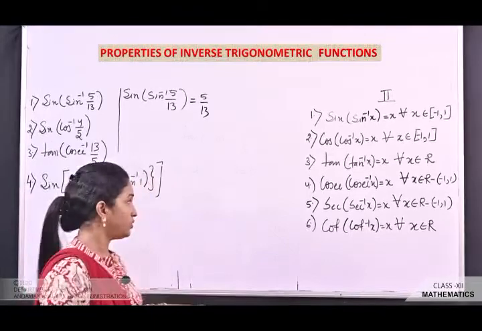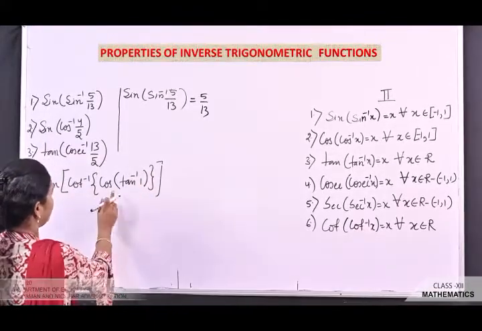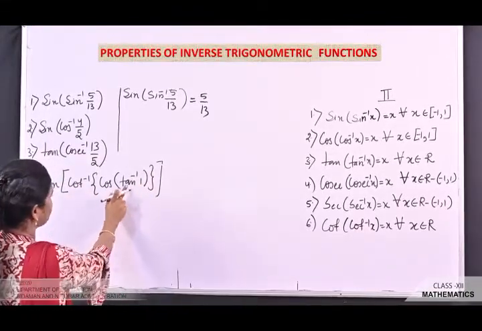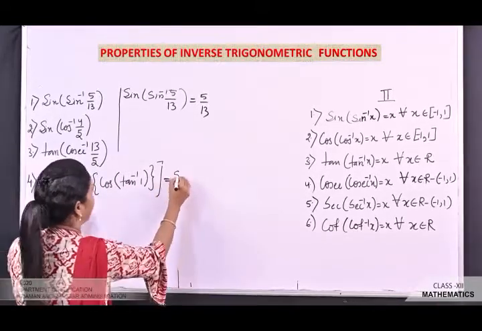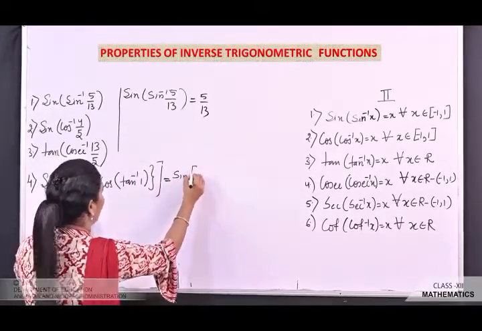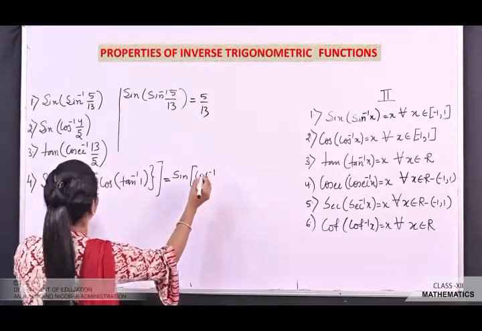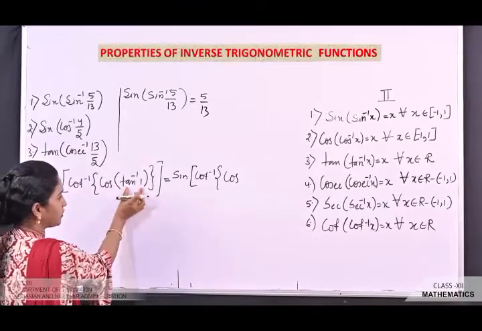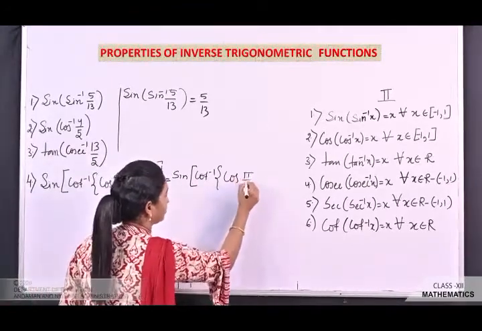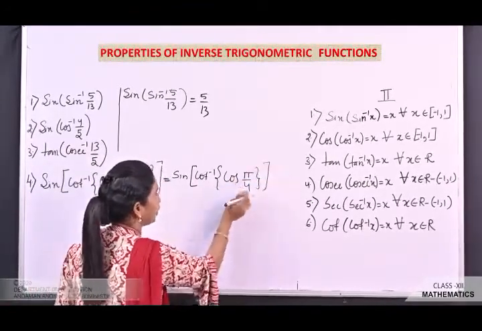Okay, now see the fourth question. Fourth question is sine of cot inverse cos tan inverse 1. Correct. So you can write it down as sine of cot inverse cos. What is the value of tan inverse 1? I am writing pi by 4. Okay. How you got pi by 4?